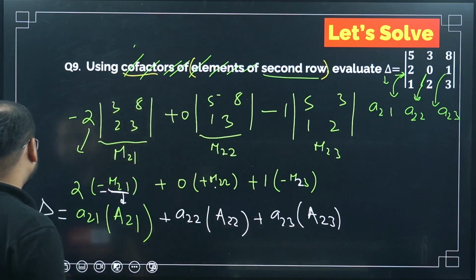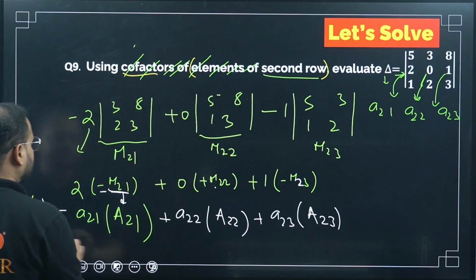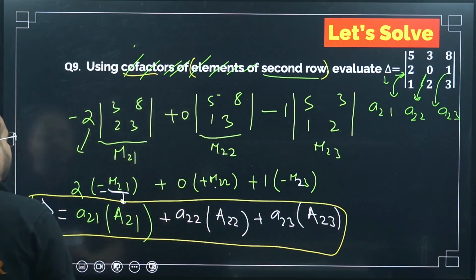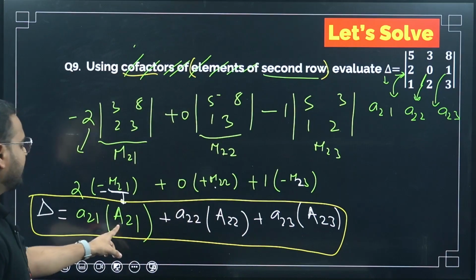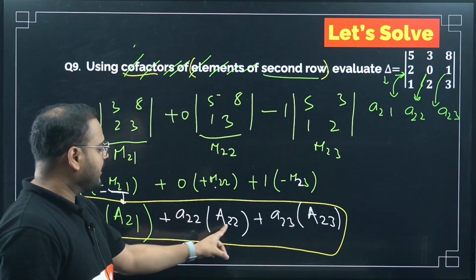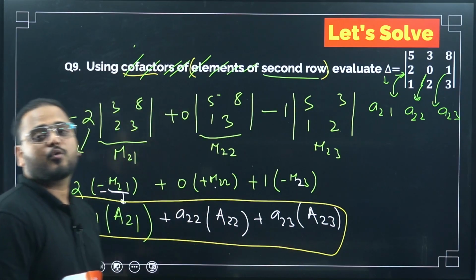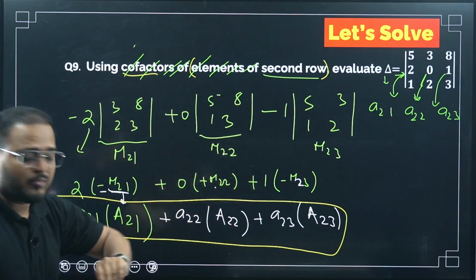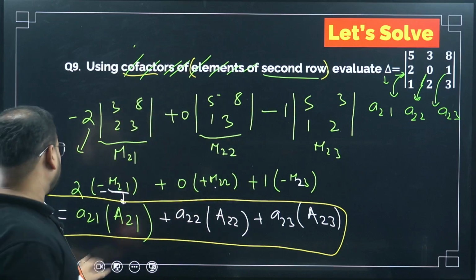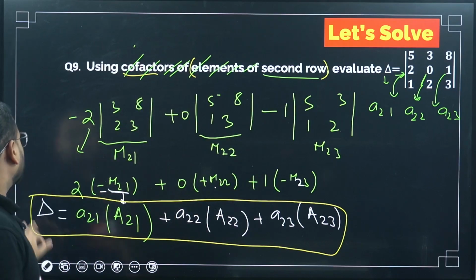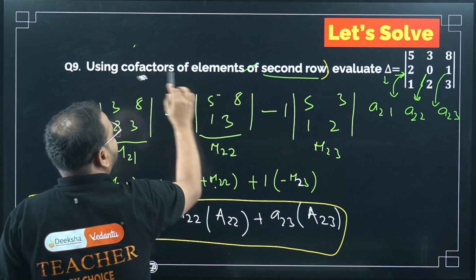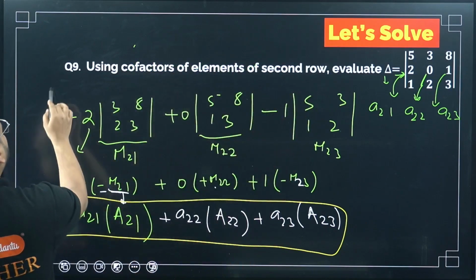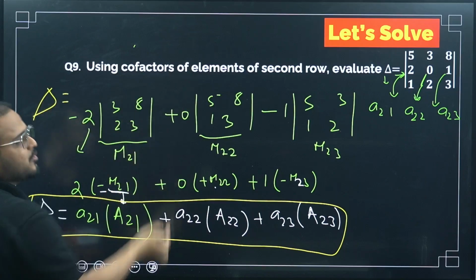This is the result. A21 the element and its cofactor, A22 the element and its cofactor, A23 the element and its cofactor. We'll find the answer and see what value comes. But the point I wanted to explain is that we are doing nothing different. So this we have learned, no? What is this? Finding the determinant across any row or column.